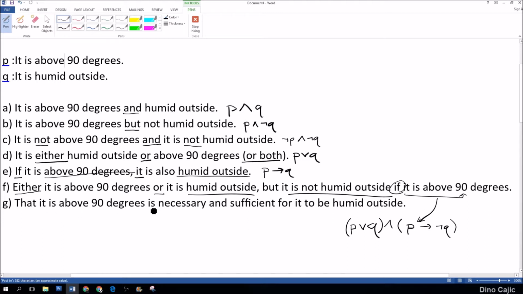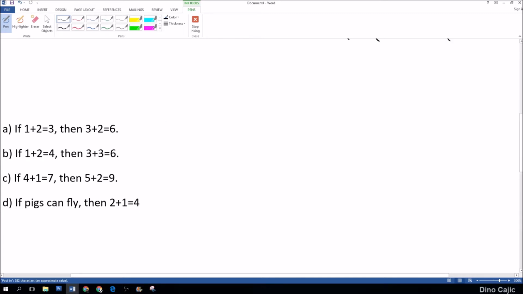The last one is our biconditional statement, that it is above 90 degrees is necessary and sufficient for it to be humid outside. So this basically states that if and only if it is above 90 degrees, then it is humid outside. So P, if and only if Q. Let's look at another example.